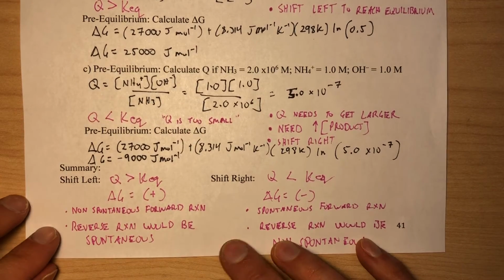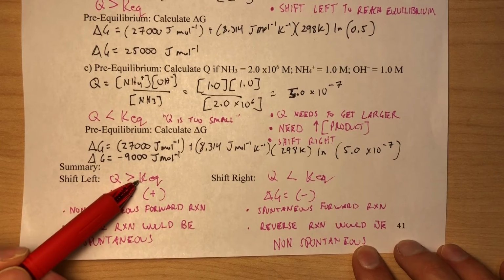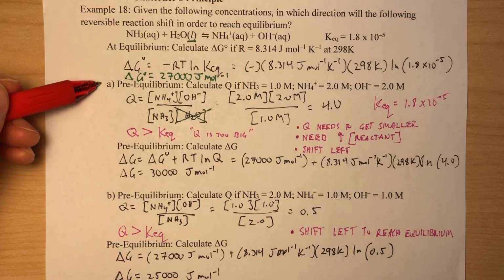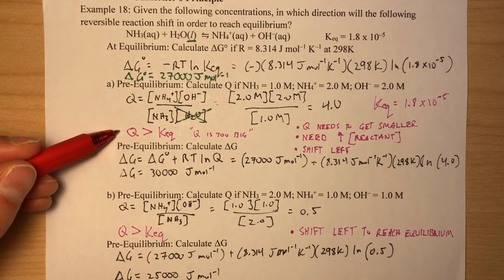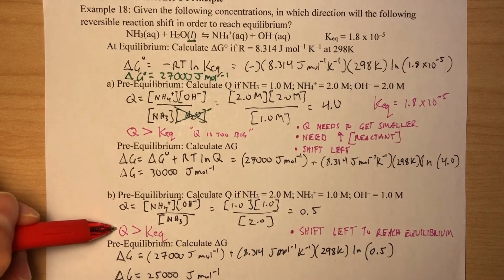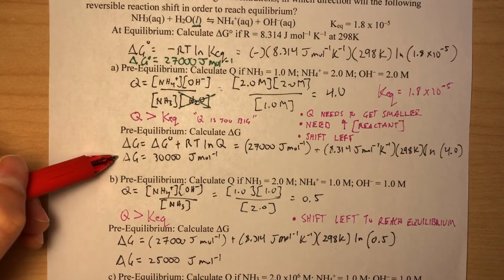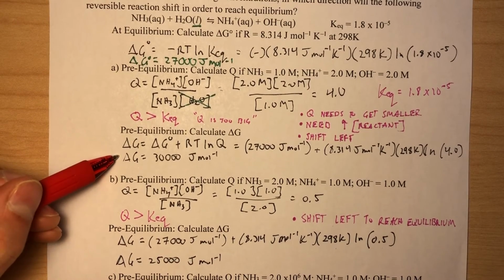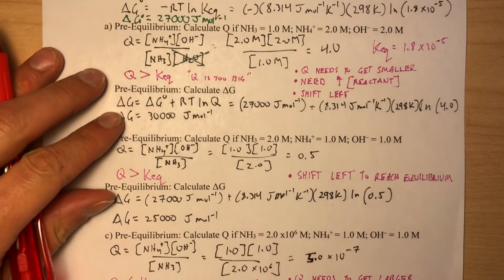Let's bring all this information together and summarize. In situations where Q is greater than K, that's situations like part A and part B, we need a shift to the left to the reactants. In both of these situations, delta G is positive. In part A, it was positive 30,000, and in B, it was positive 25,000.